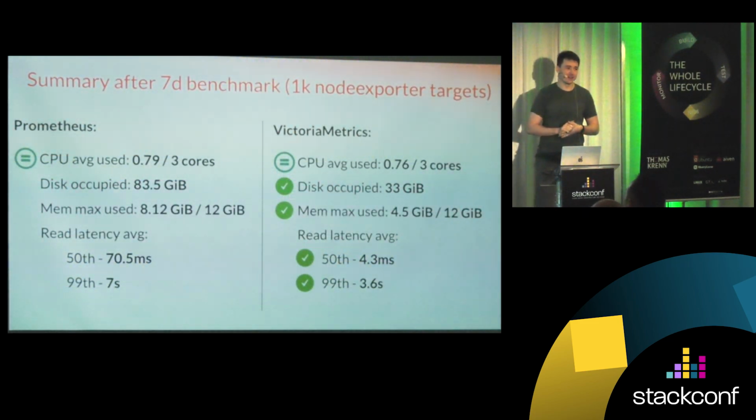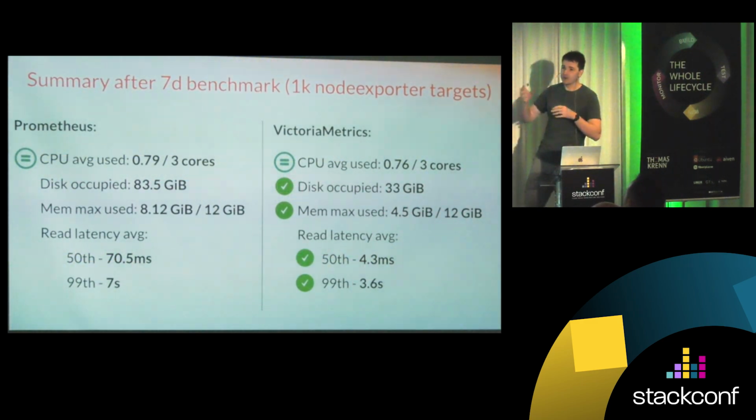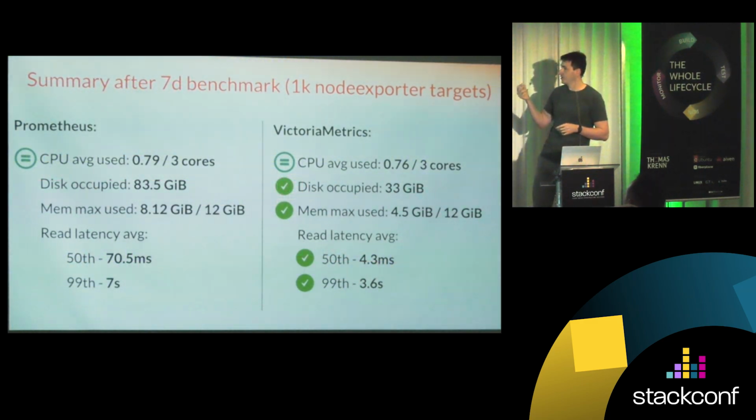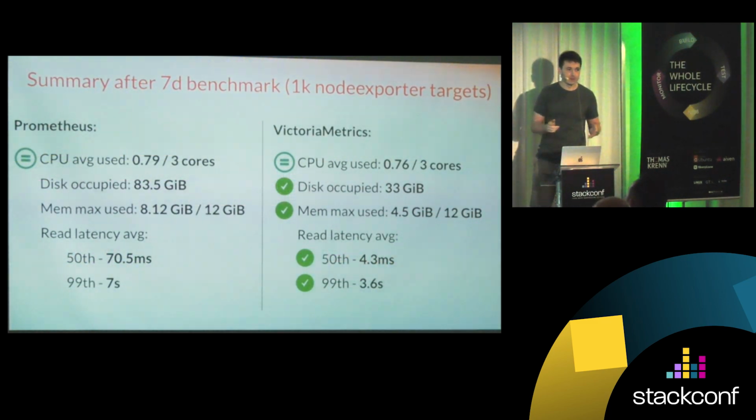Okay, so a short summary. After 7 days of benchmarking, with Prometheus and VictoriaMetrics doing the same type of work on the same workload, we see that by just swapping a binary and keeping the same configuration, you get benefits in disk size occupied, memory usage, and query latency. CPU usage remained the same. You don't get a benefit here.